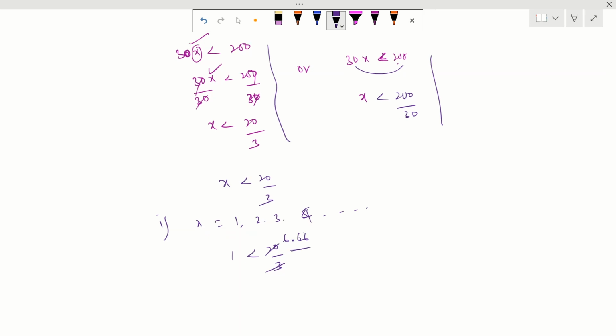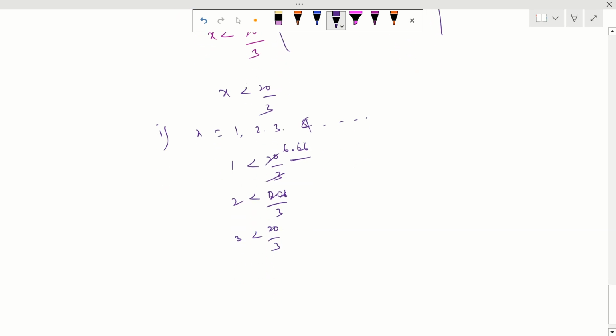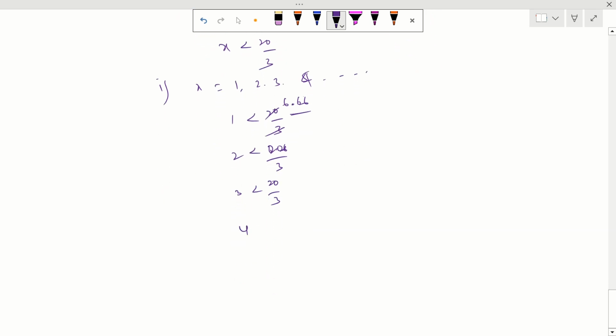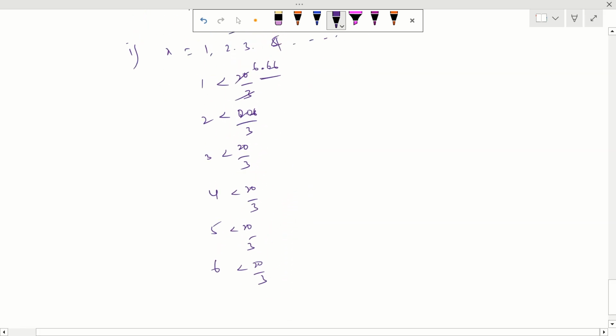So 1 is less than 6.6, it is true. 2 is less than 6.6, or we can write 20 by 3, this is true. And 3 is less than 20 by 3, this is true, right? And 4 is less than 20 by 3, this is true. 5 is less than 20 by 3, this is true. 6 is also less than 20 by 3, this is true. But 7 is not less than 20 by 3.